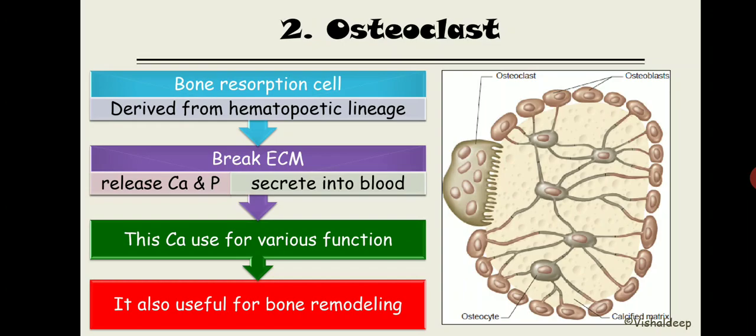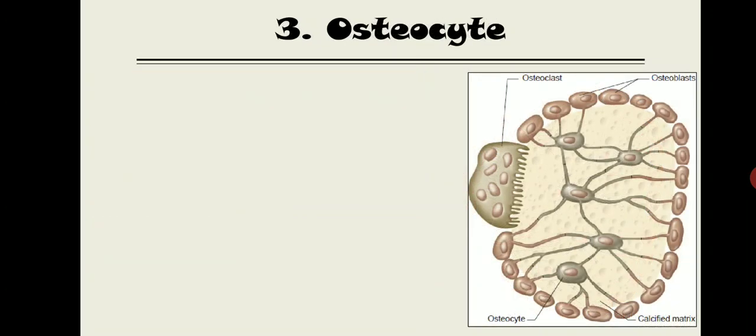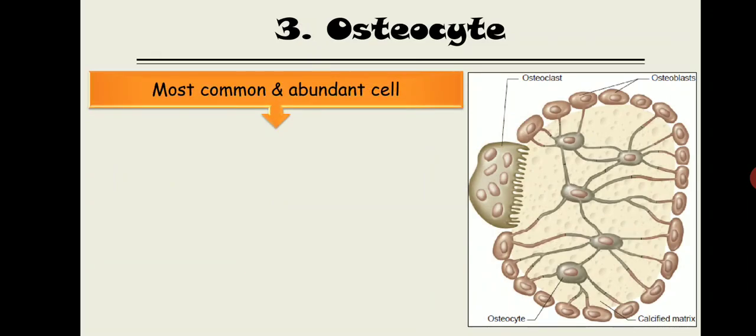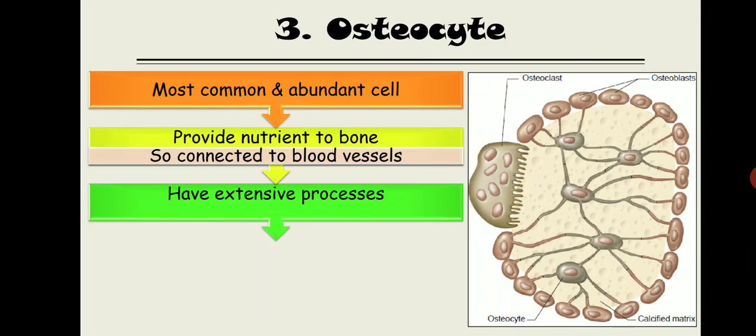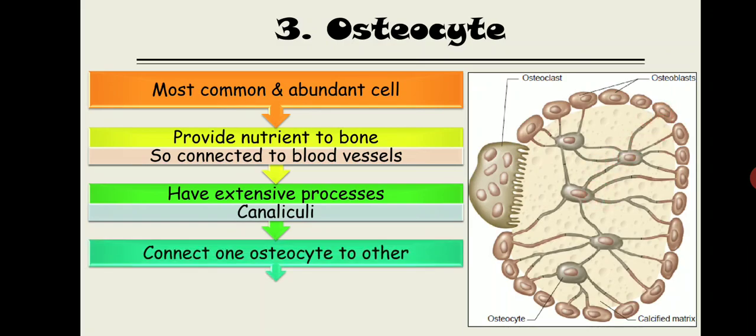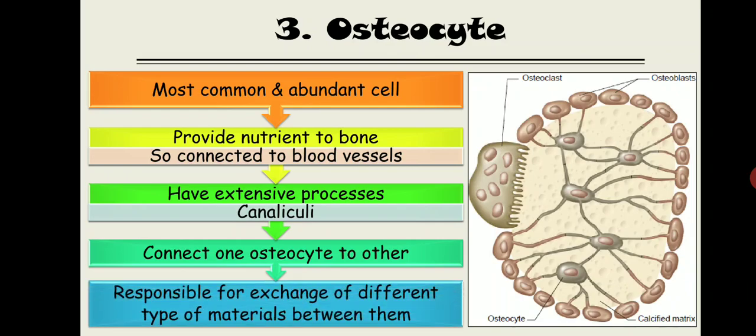Got it? Now let's discuss the osteocyte. Now osteocytes are the most common and abundant cell and they provide nutrition to the bone. So basically they are connected with the blood vessel and they have extensive processes. Those extensive processes that I told you earlier, they are canaliculi, and via these canaliculi they connect with each other. Osteocytes connect with each other and also have a connection with the osteoblast, and they are basically responsible for exchange of different types of materials between them. Right?